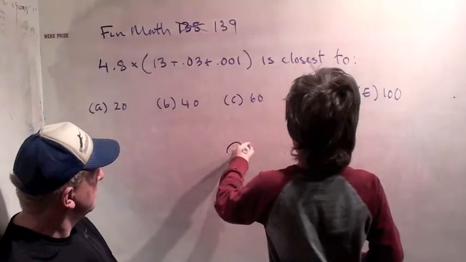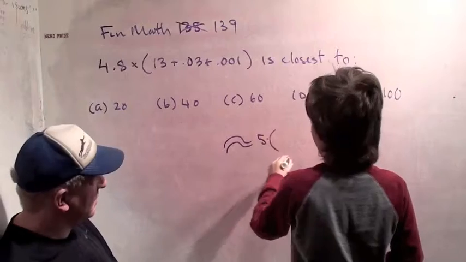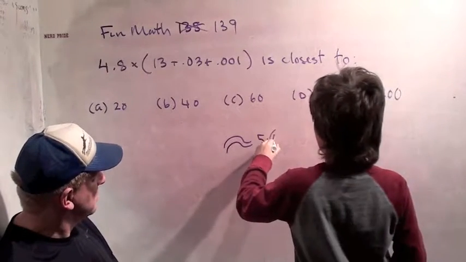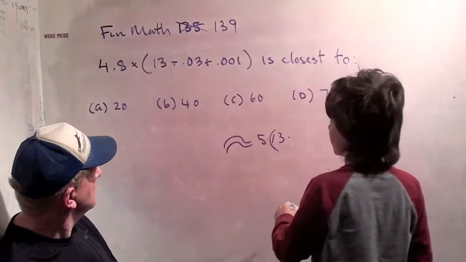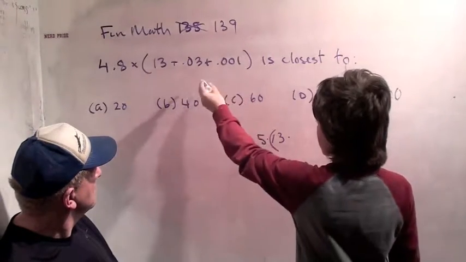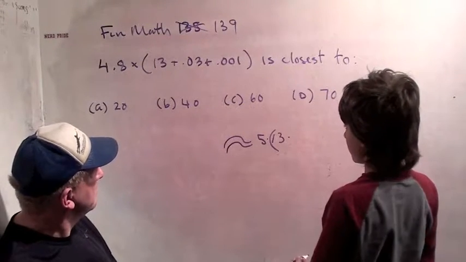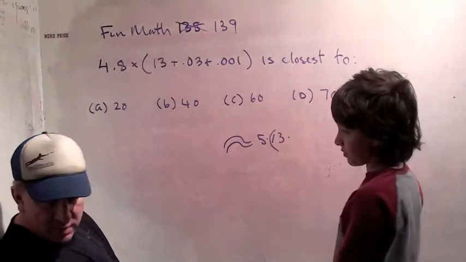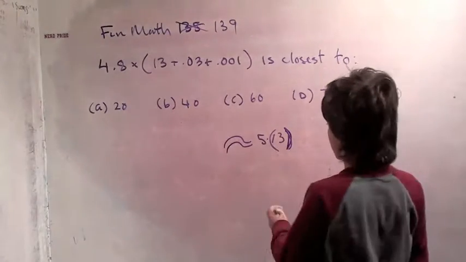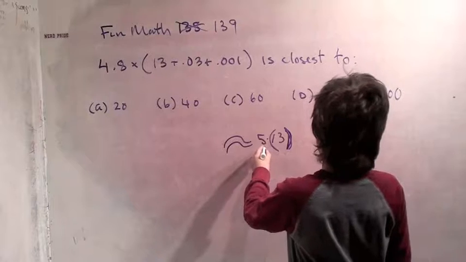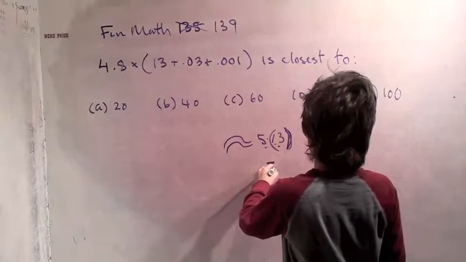Well, this is approximately 5 times 13 plus, well, these are barely anything. Those are small, so if we're just going to approximate, we should just say it's around 5 times 13. And 5 times 13, it's 50, plus 15, it's 65.